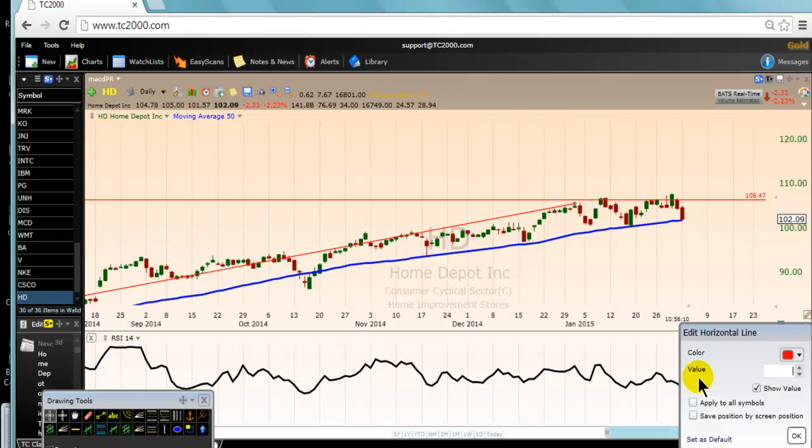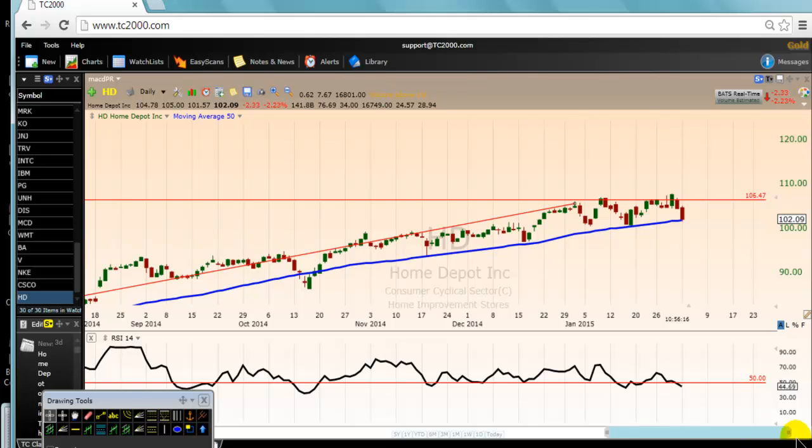So the level of 50 for the RSI is almost equivalent to the moving average 50. I have on the chart here the simple moving average 50. Right here, you see the simple moving average 50. That's the blue line here. And the red line here, that's the central line or level 50 for the RSI itself.